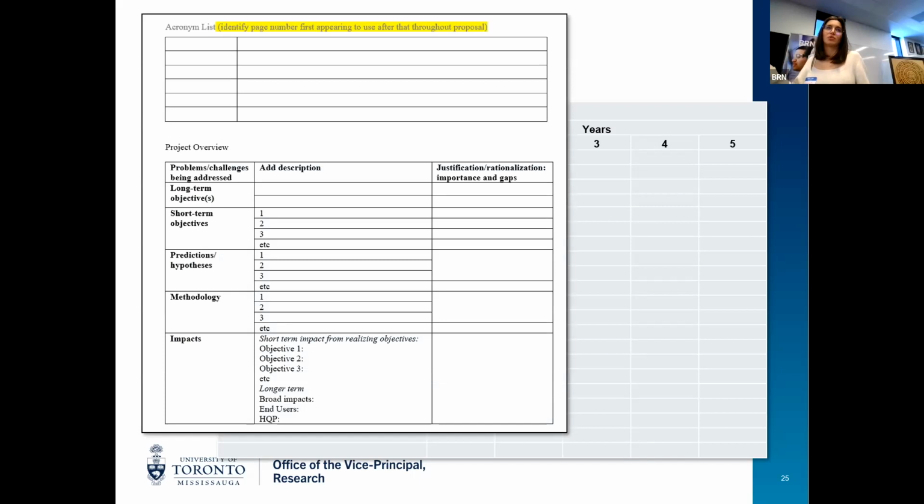This is just another way of doing it. I prefer Excel because it allows you to give a timeline as well. But if you like to write a little bit more, you can do something like this in Word, where it has some space here to provide some justification or some notes.